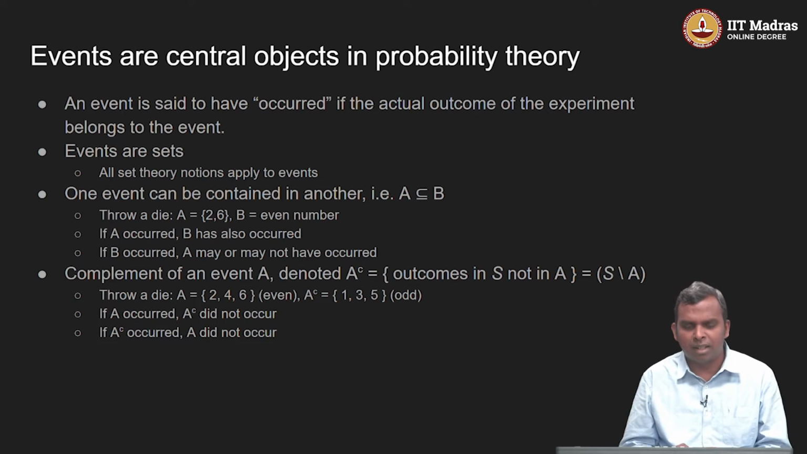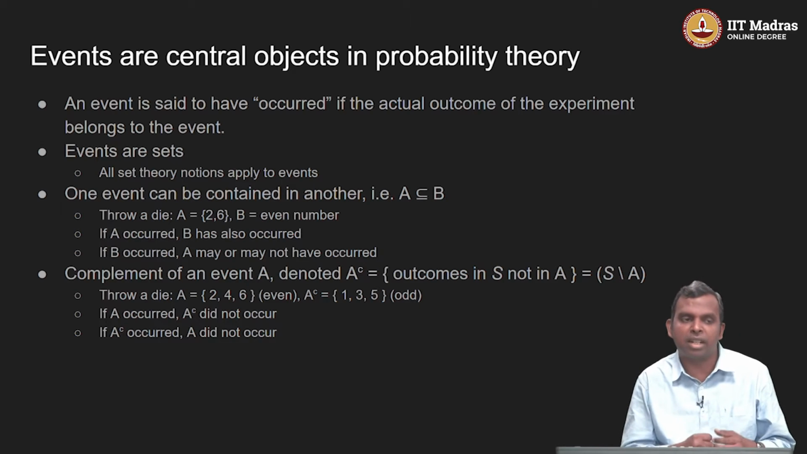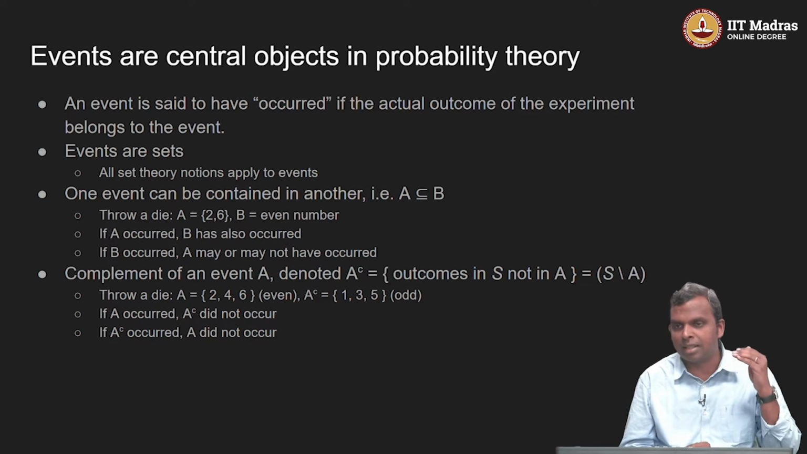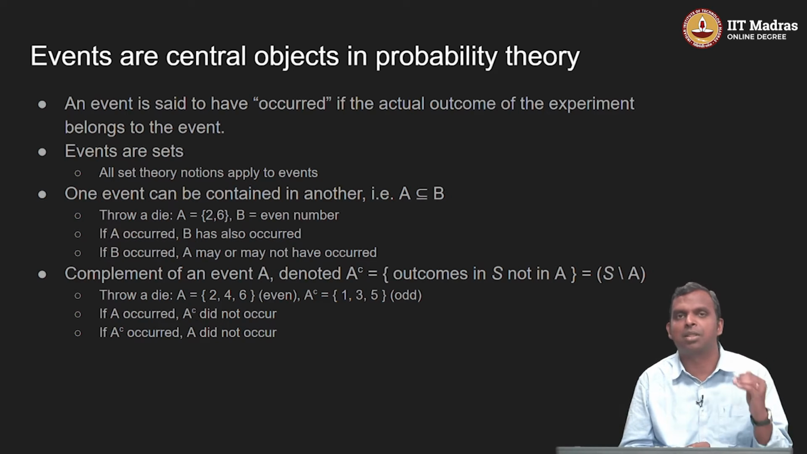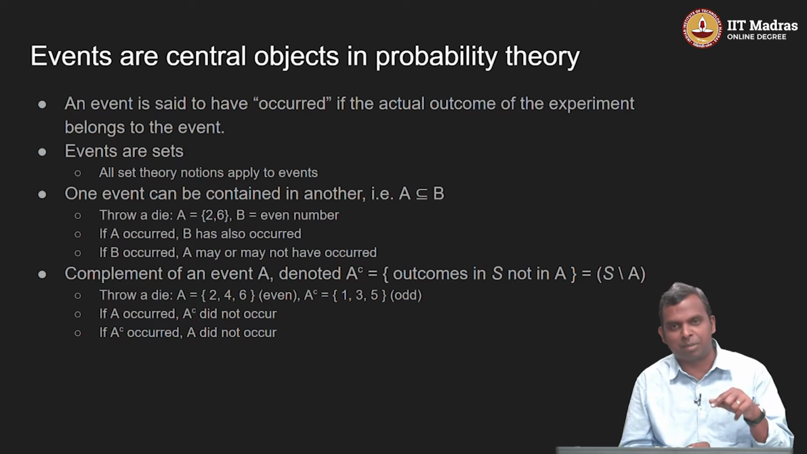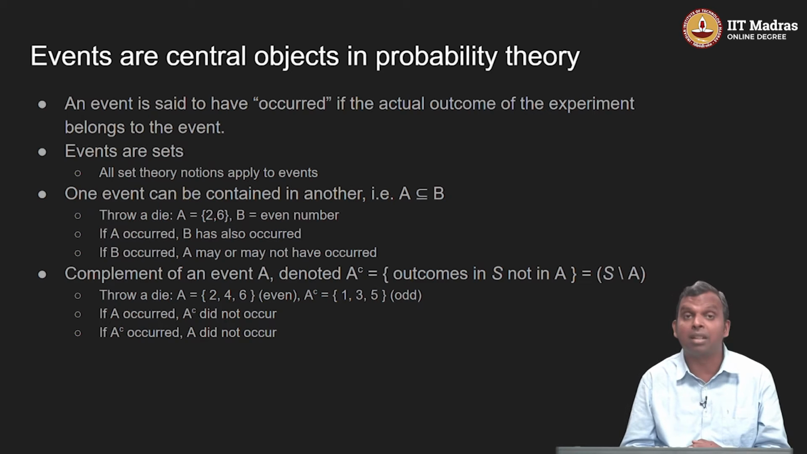For instance, the first thing that can happen is one event can be contained in another. You can have a smaller event inside a bigger event. Remember, an event is a subset. Always remind yourself, events are subsets of the sample space. So it's just a subset, and you can have a subset of a subset, right? Here I've shown you an example immediately.